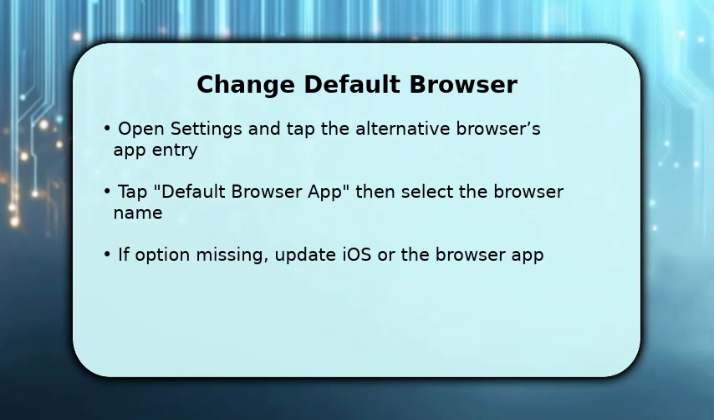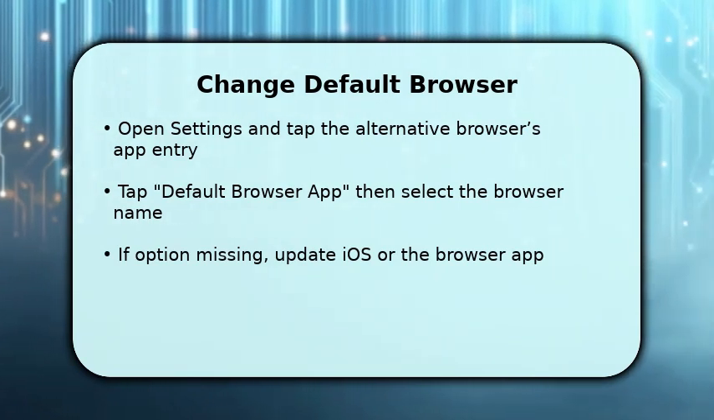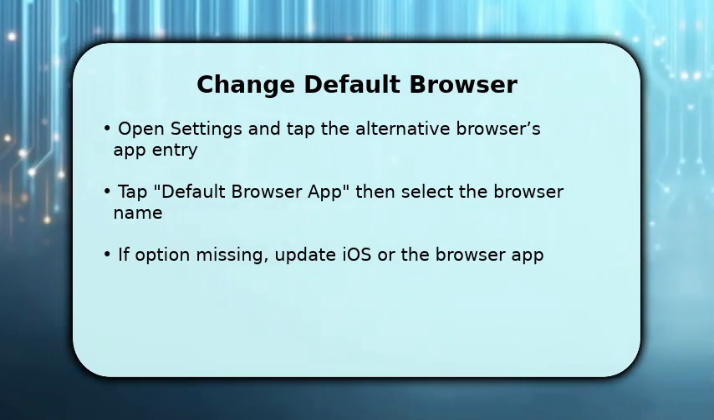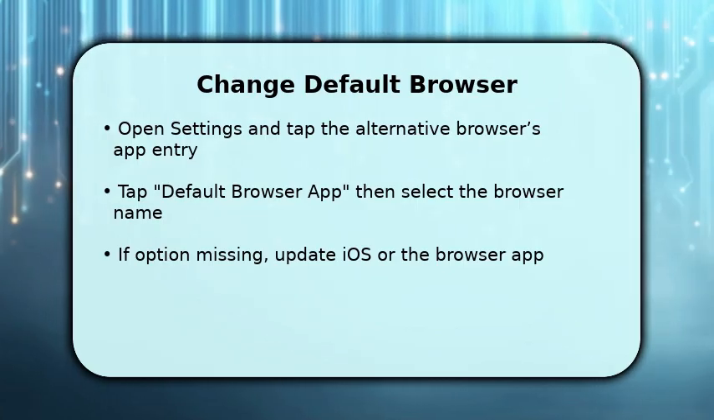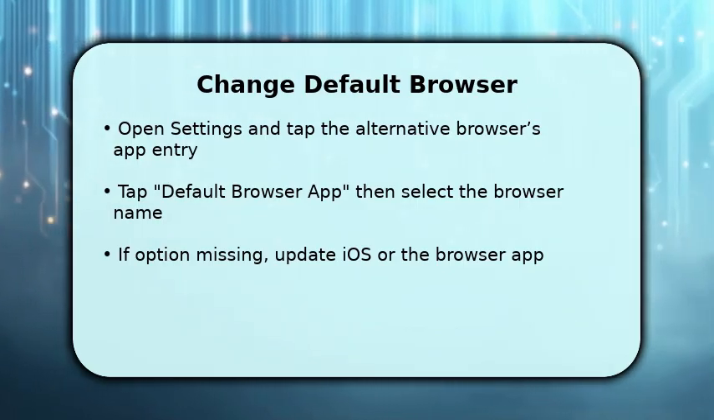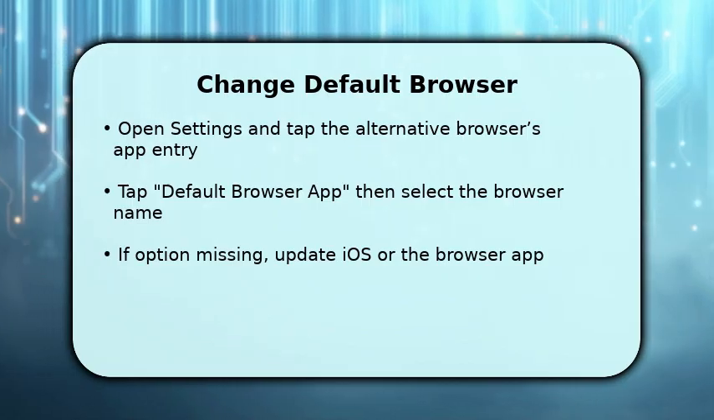From the browser settings entry, tap Default Browser App. You should see Safari and your installed browsers listed. Select the alternative browser to make it the new default. This means links from Mail and other apps open there.